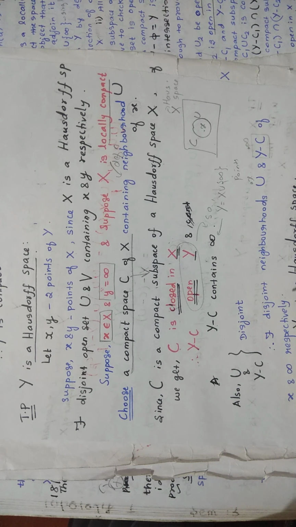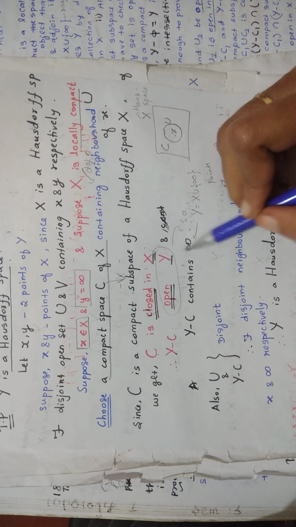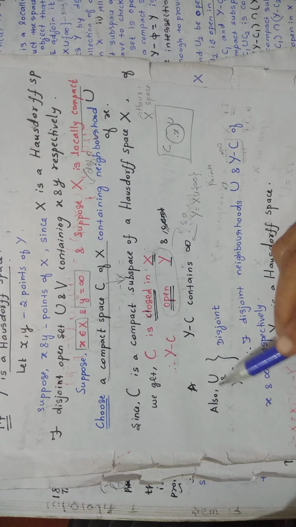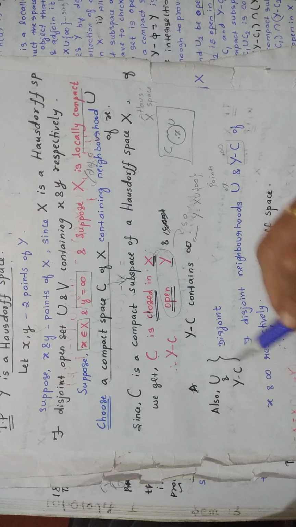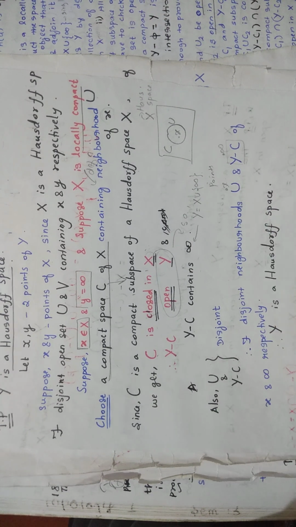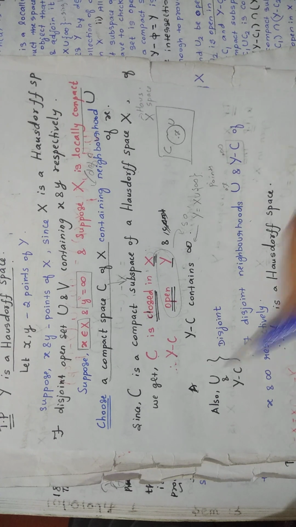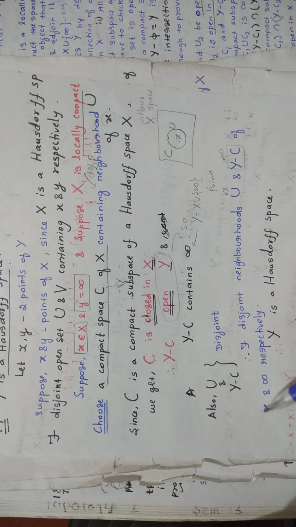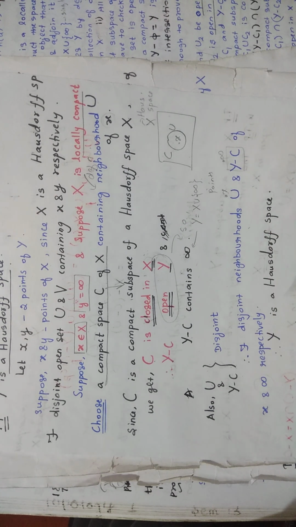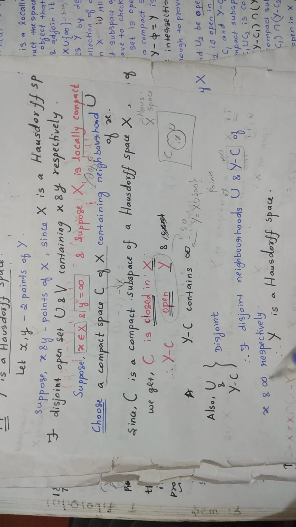Okay, so after this step what are you writing? This y minus c contains infinity. Therefore you have here u and y minus c. These two are disjoint. Therefore you can say there exist disjoint neighborhoods u and y minus c: for the point x you have neighborhood u, and for the point infinity you have y minus c. So you got distinct points. For distinct points you got disjoint neighborhoods. You can say y is a Hausdorff space.